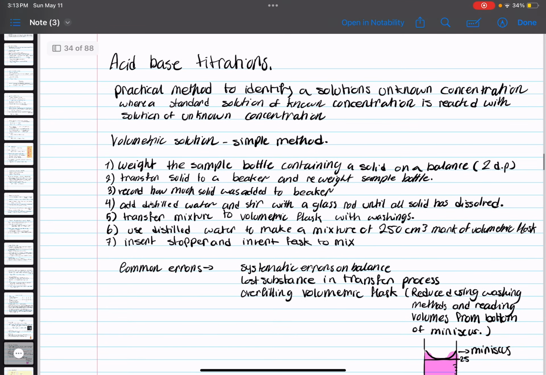So then we have acid-base titrations, which is a practical method to identify a solution of unknown concentration, where a standard solution of known concentration is reacted with a solution of unknown concentration. So basically we have a few compounds and we want to see the concentration of one of the compounds.